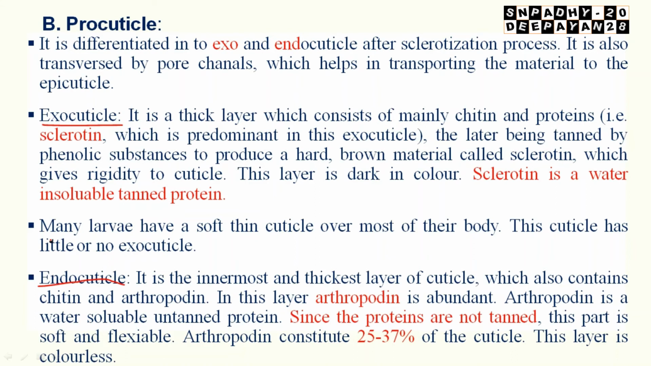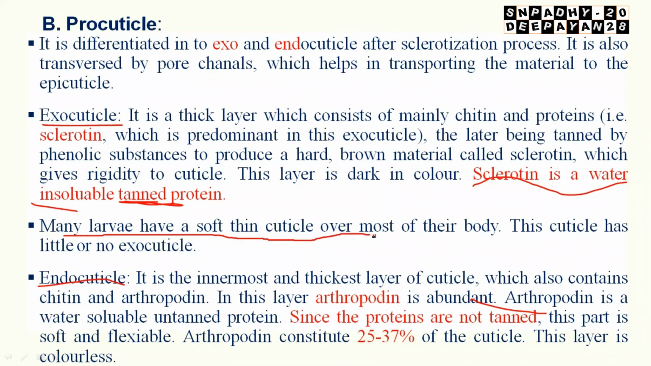So what to remember in exocuticle? Outer layer in procuticle consisting of chitin and protein, where the protein is sclerotin, which is a very hard brown material, giving rigidity to cuticle. Due to their brown color, they look dark in color, and sclerotin is a water insoluble tan protein. It may come as short question. Sclerotin is water soluble or insoluble? They are insoluble. Tan or non-tan? These are tan protein.